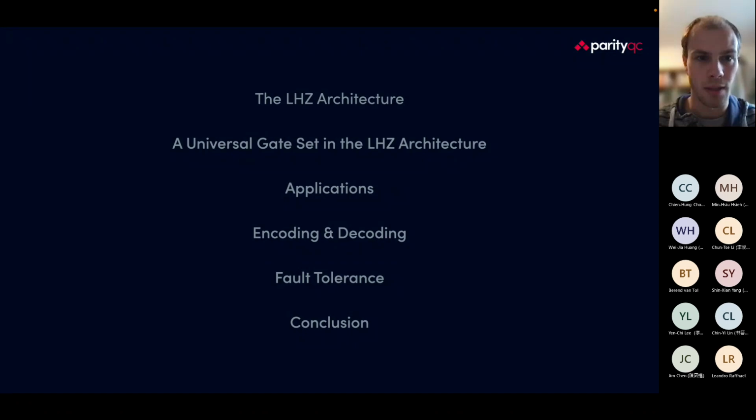I will also go into how to encode and decode quantum states in the LHZ or parity architecture, and briefly go into its fault tolerance property, and finally come to a conclusion.